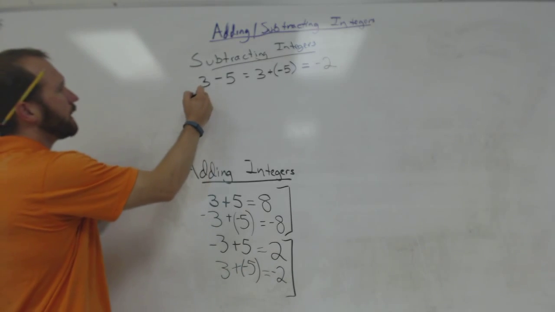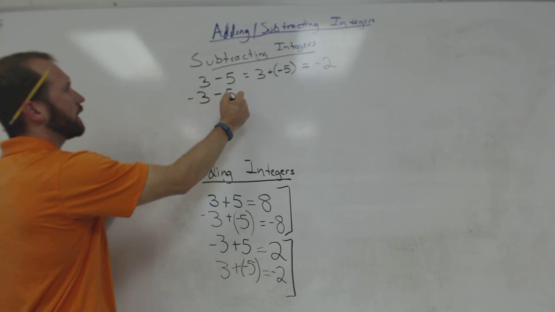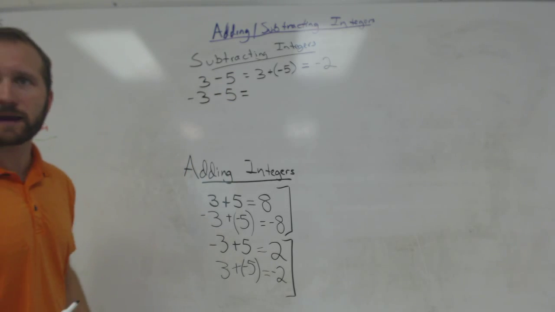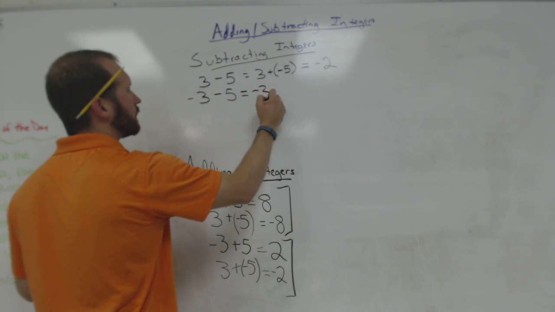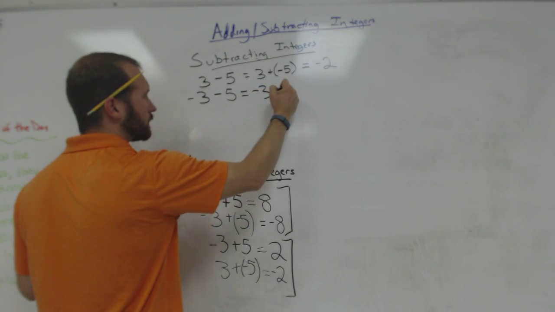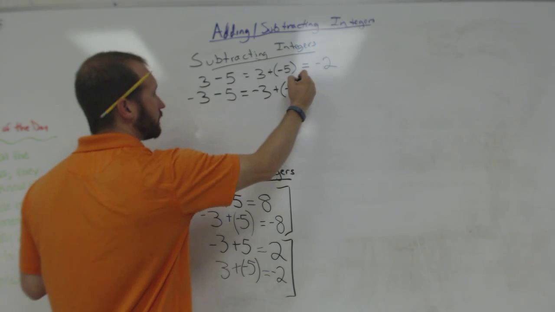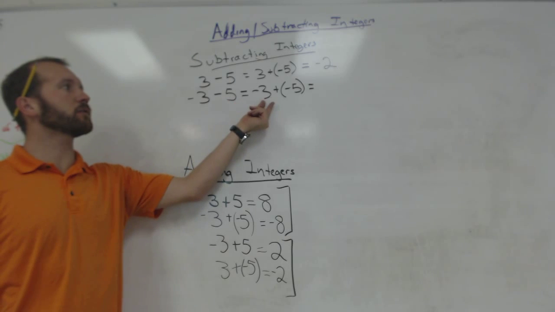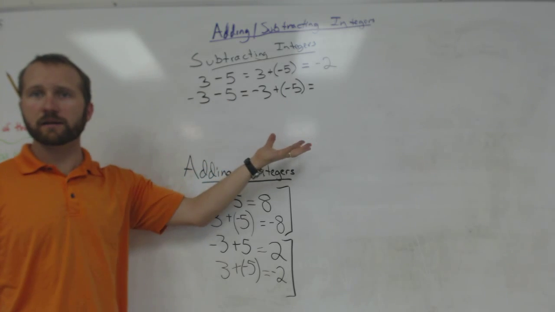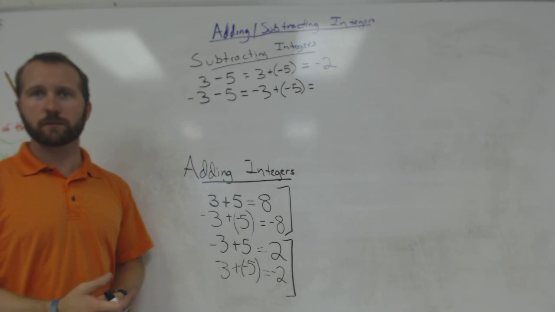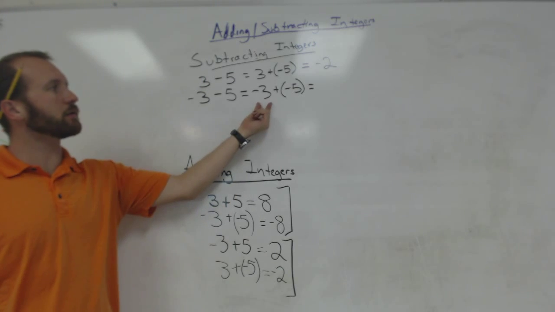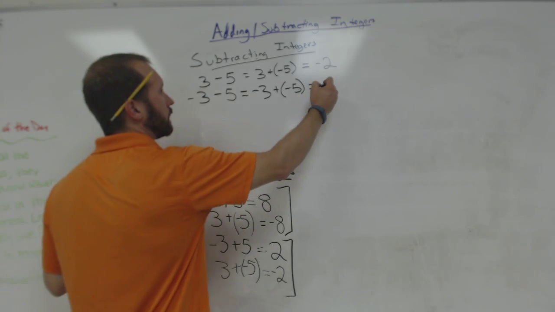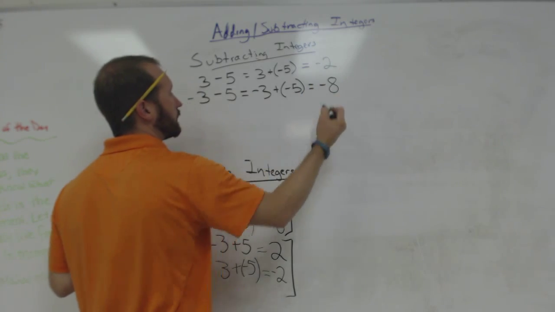Okay, what if I had negative 3 minus 5? That's the same thing as negative 3 plus negative 5. So these numbers are working together. Negative 3 and negative 5, they're both negative. So I'm going to get a larger negative number. What am I going to get here? Negative 3 plus negative 5. That adds up to negative 8.